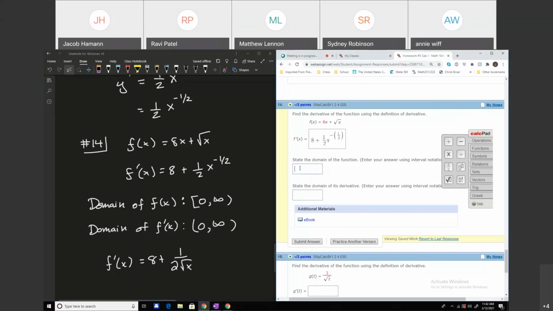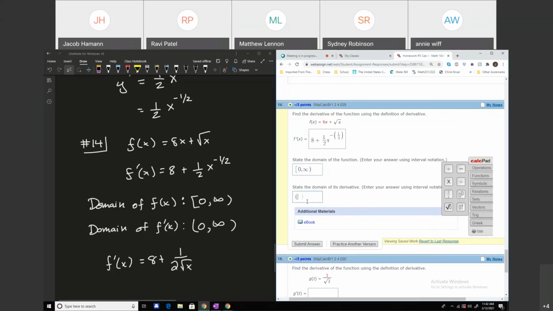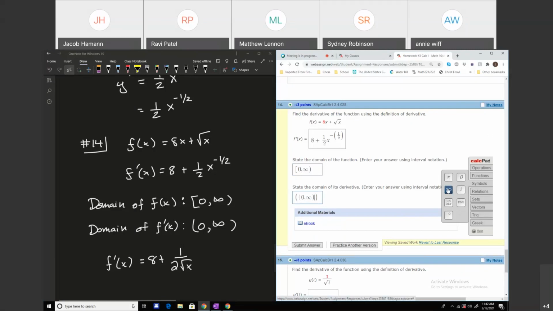So you just change the grouping symbols. So we'd have 0 to, I think you got to go over here for symbols, infinity. And then we want to change that to a parentheses. And then this one we go 0 to infinity. Correct symbol there.